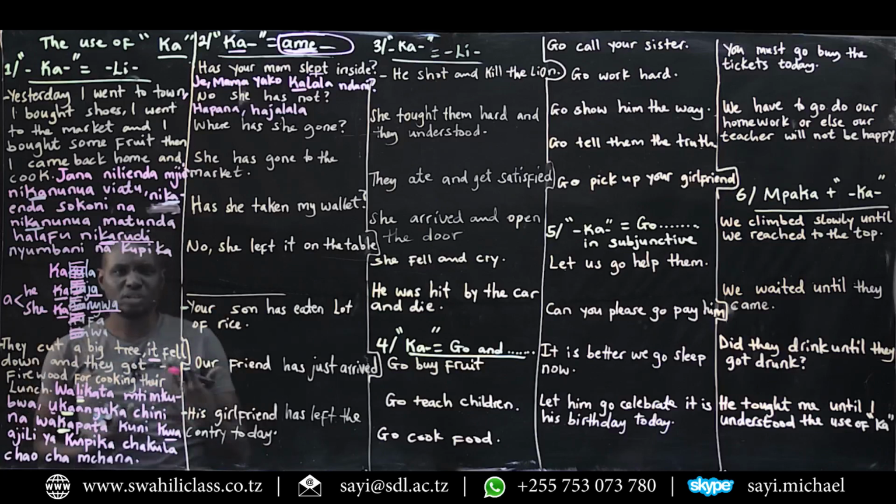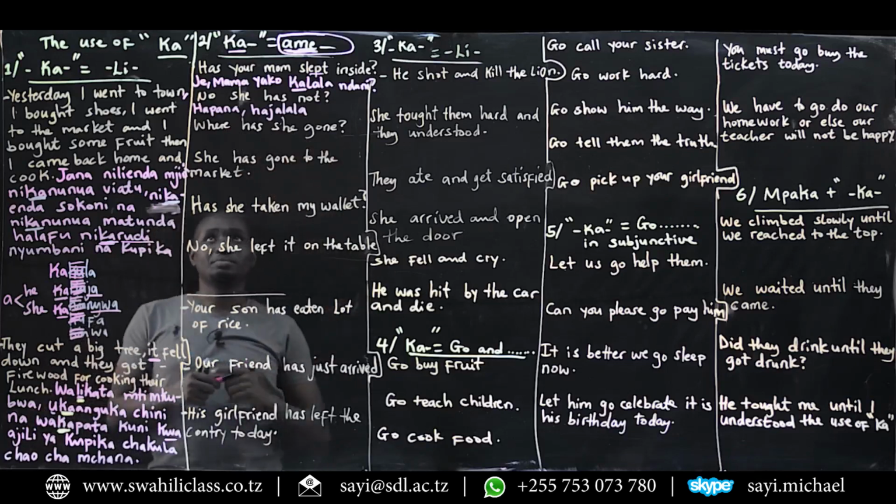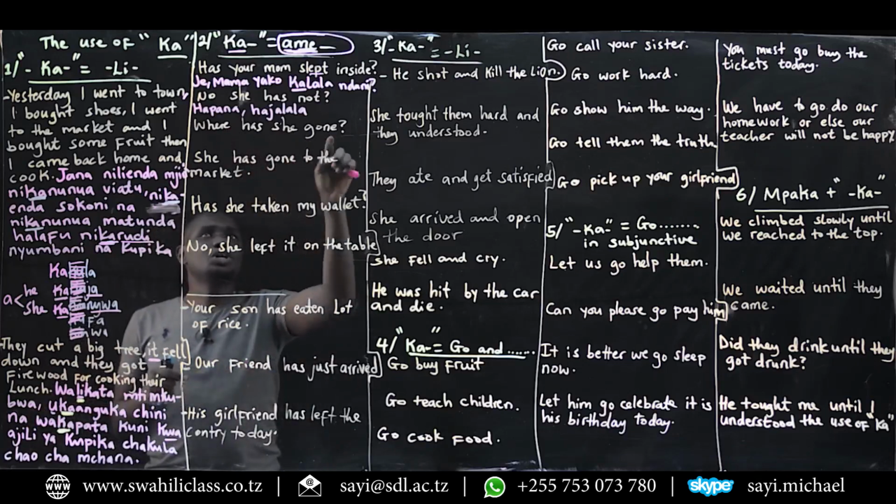For a high intermediate student, I should not remind you over and over about the me tense. Me tense is for beginners. Beginners learn the me tense and the negative of me tense, which is ja. Those are for beginners, but you are advanced here. We learn about ka because you are an advanced student now. So, hapana, hajalala. Where has she gone?